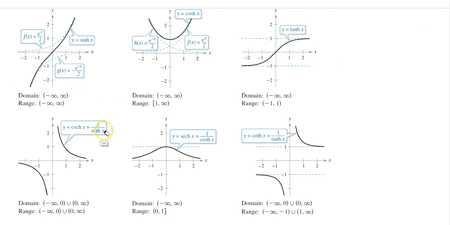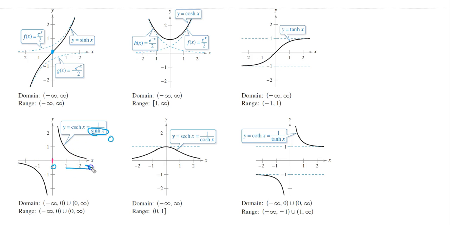Now I'm just going to mention these quickly. We're not going to use them very often, but we have down here the graphs of our hyperbolic cosecant, hyperbolic secant, and hyperbolic cotangent. Notice the hyperbolic cosecant has a vertical asymptote at x equaling 0, and that's because the sinh is 0 when x is 0. So the hyperbolic cosecant is 1 over sinh, and so when the denominator here is 0, you're going to have a vertical asymptote, and that occurs when x is 0 up here. So we see why we have that vertical asymptote.